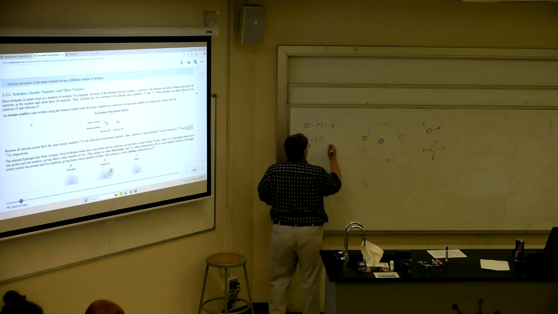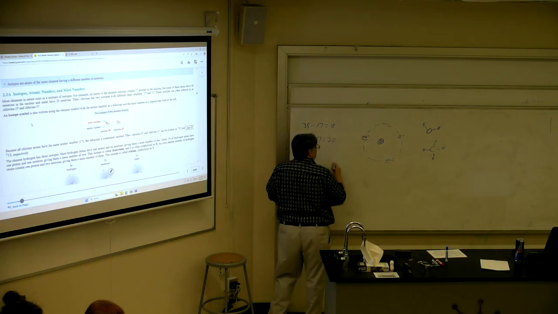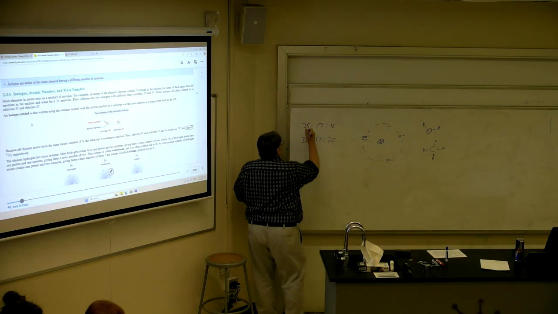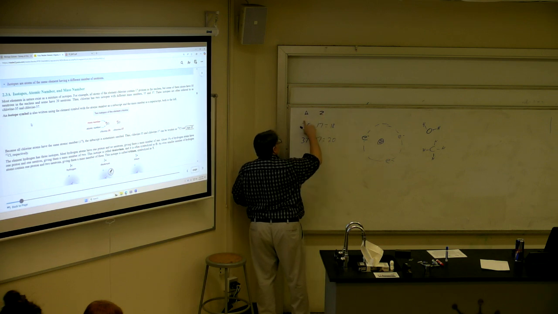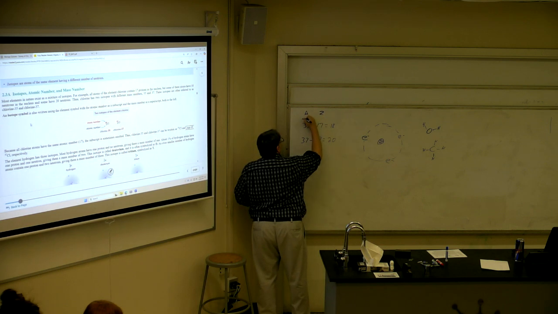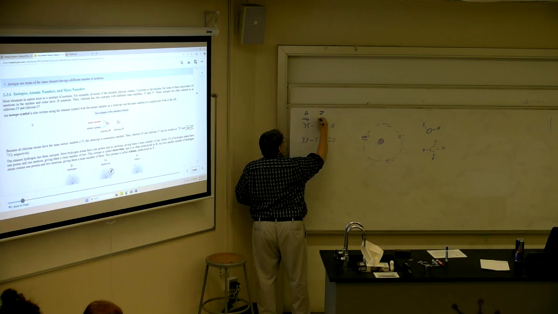I just can't do math in my head. Yeah, 15, not quick. 35 minus 17. Yay, 18. Okay. So 37 minus 17 is 20, right?